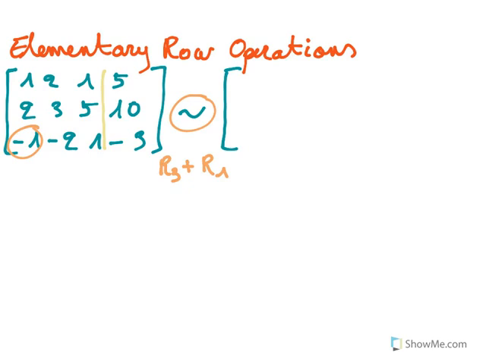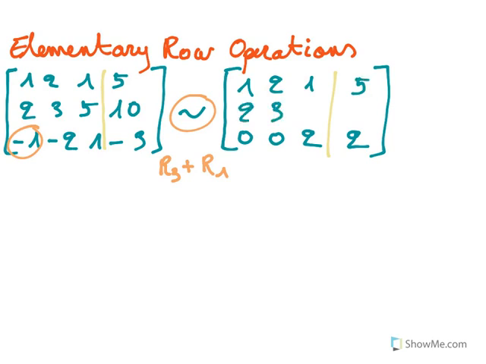So what is the matrix that we obtain if we add row 1 to row 3? Well, only the third row changes. So minus 1 plus 1 becomes 0. Minus 2 plus 2, well, also becomes 0. And 1 plus 1 becomes 2. And then finally, the fourth column, we get minus 3 plus 5, and that's also 2. Now everything else stays the same. So the first row remains as it was, and so does the second row.